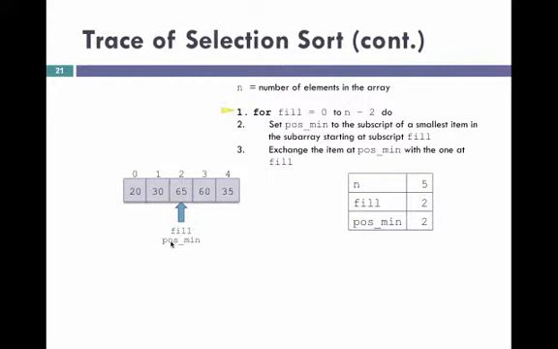We start at index 2. The smallest value is 35. We swap that with 2, and so forth. Once we get to 3, that's in its sorted order, and now the array is sorted.